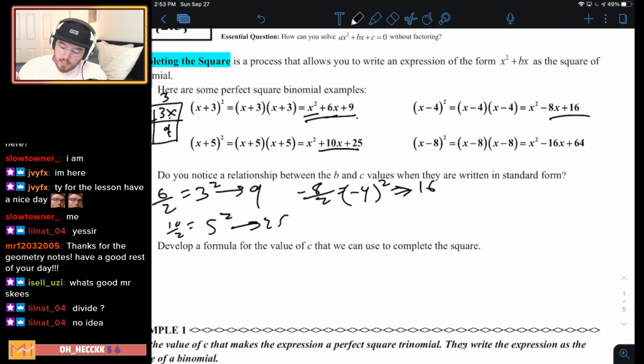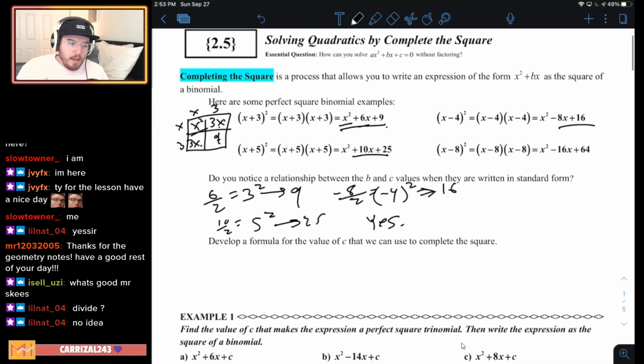So, do you notice a relationship between them? Yes, there's something that you notice there. So what's a formula, and I use that word lightly, what's a formula for the C value? B over 2 squared. That's the formula for C.